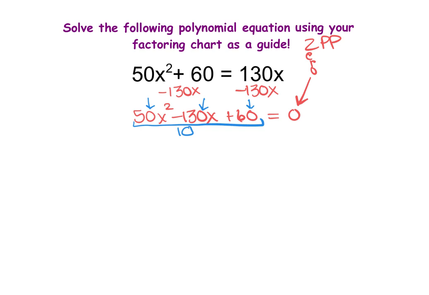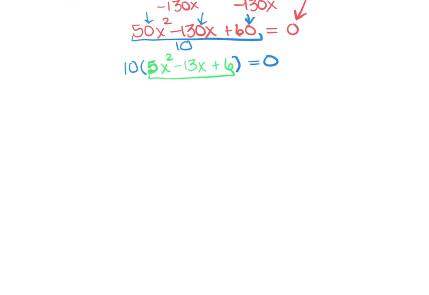Then I look at their variables, and while 50 and 130 have an x, 60 does not. And so I'm just going to factor a 10 out in front. So that leaves me with 50 divided by 10, which is 5, and then the x squared is still there. Negative 130 divided by 10, which is a negative 13, and the x is still there. And then 60 divided by 10, which is 6. So here we can see that we have factored out a greatest common factor, and now we're going to focus on this part right here to see if it factors a little bit further.